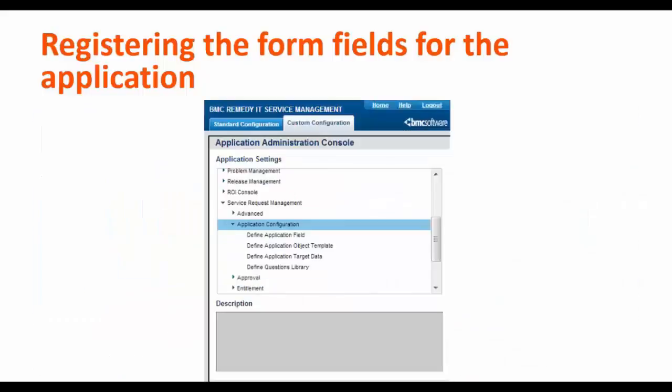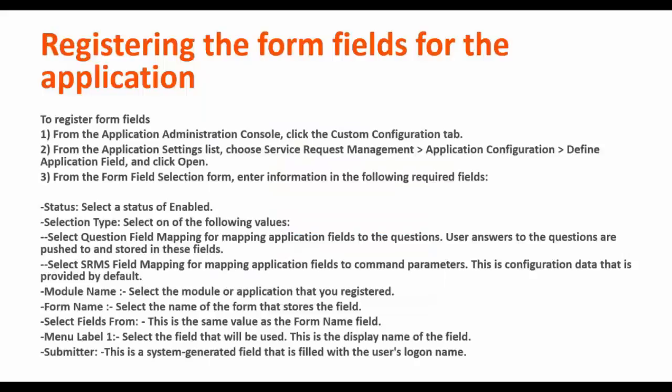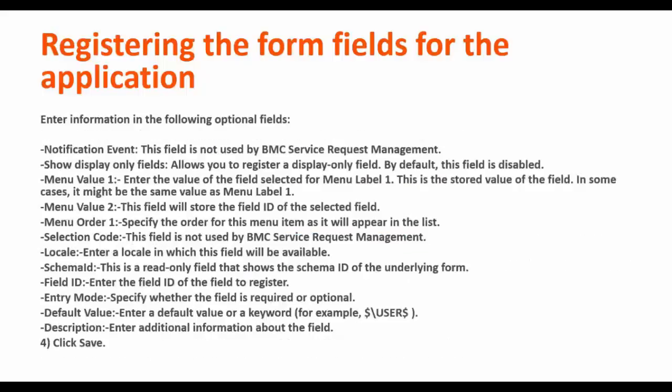To register the form field on application, go to Application Administration Console in Service Request Management. Click on Application Configuration. First, we need to define the application field and then define the application target data. The important fields to remember are the selection type, module name, form name, menu label, menu value, and field ID and entry mode.